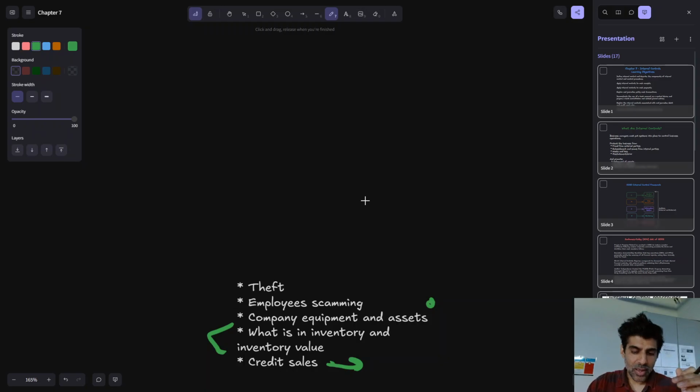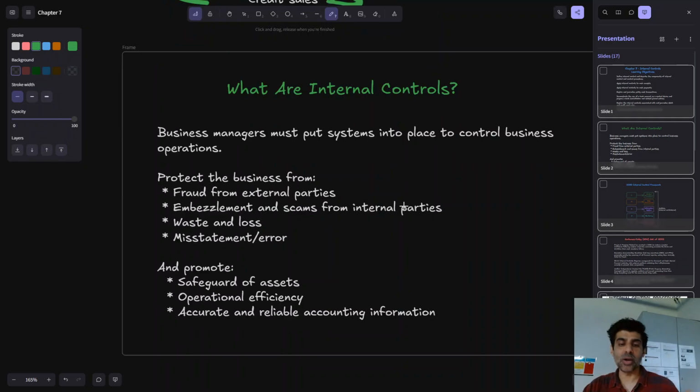Obviously a business needs to do stuff to prevent all this. We agree? This is all bad for us, right? Even mistakes, which are potentially not anyone's intentional misdoing, we want to prevent mistakes and misstatements. So a business is going to implement certain things, which we call internal controls, to protect themselves and their business against this.